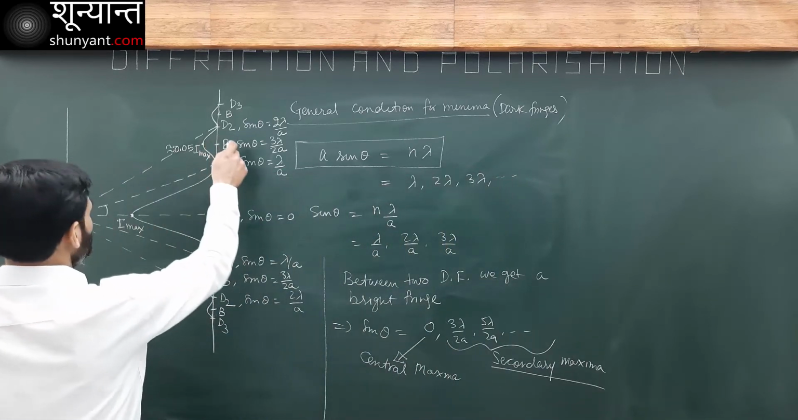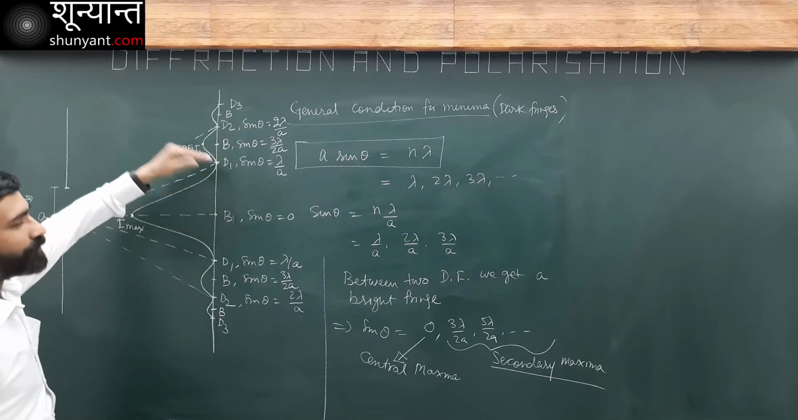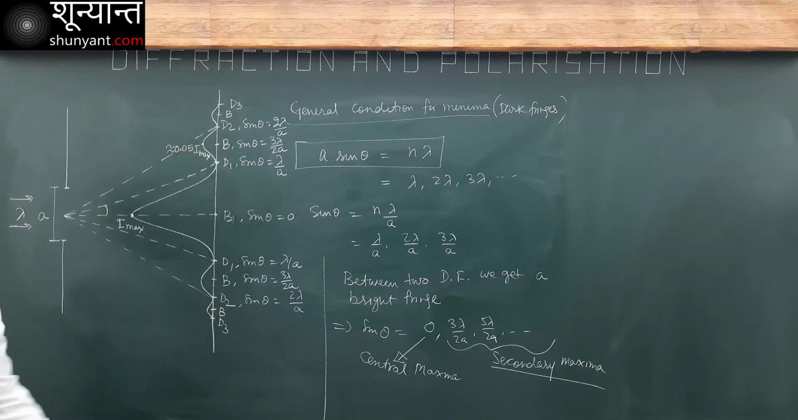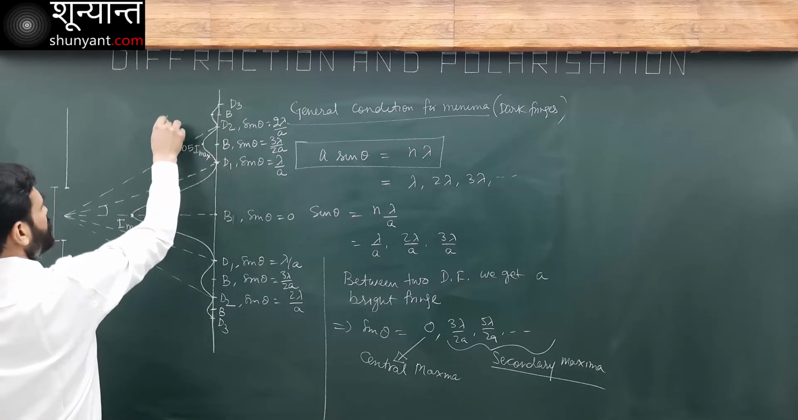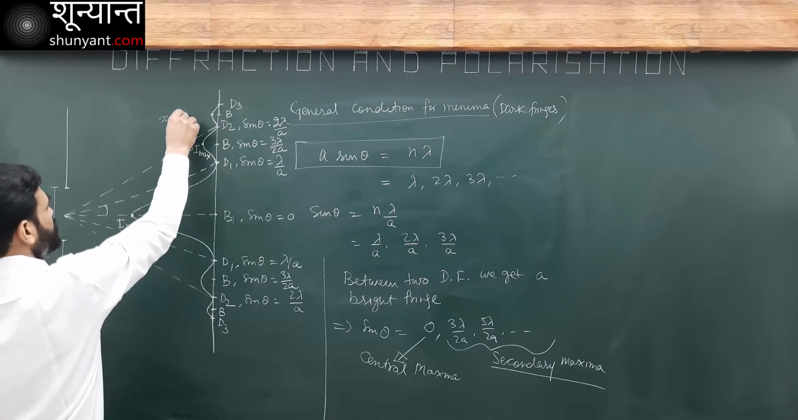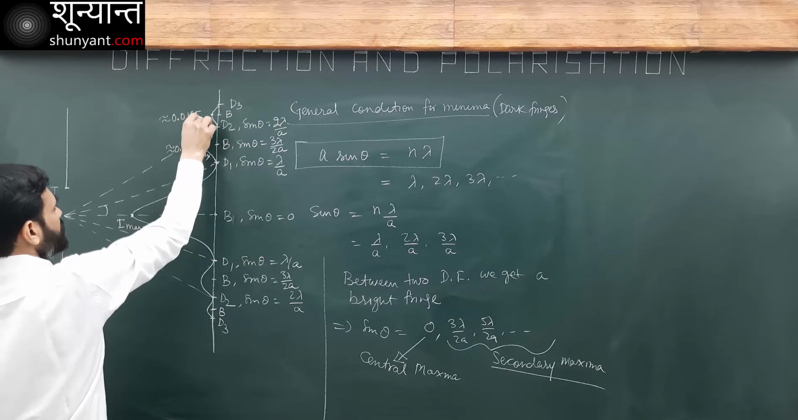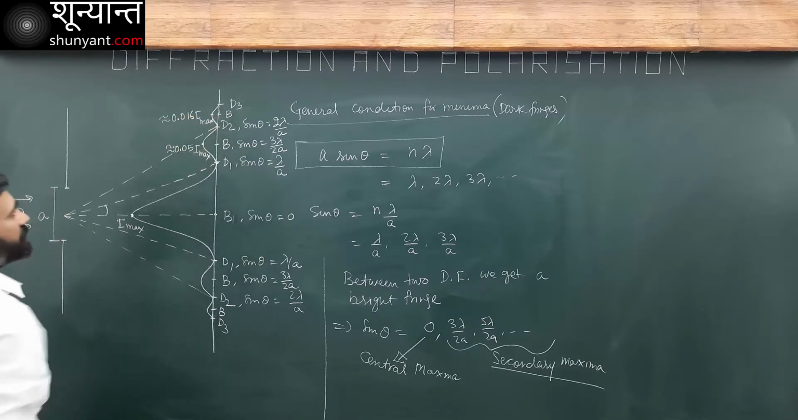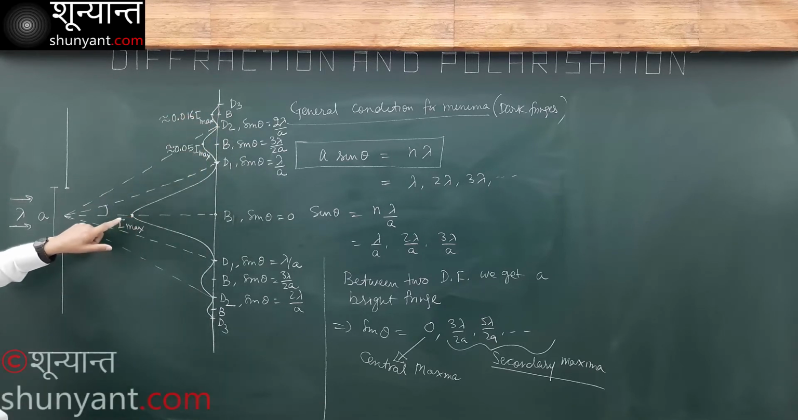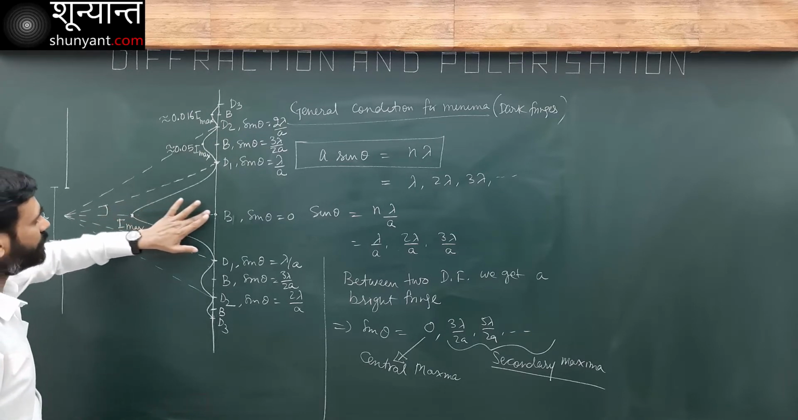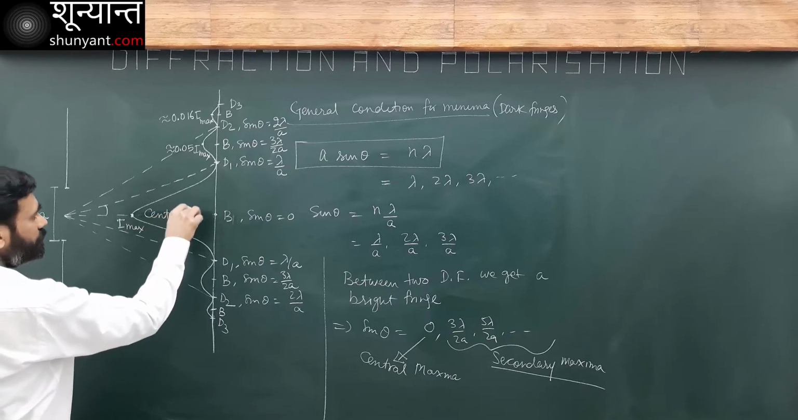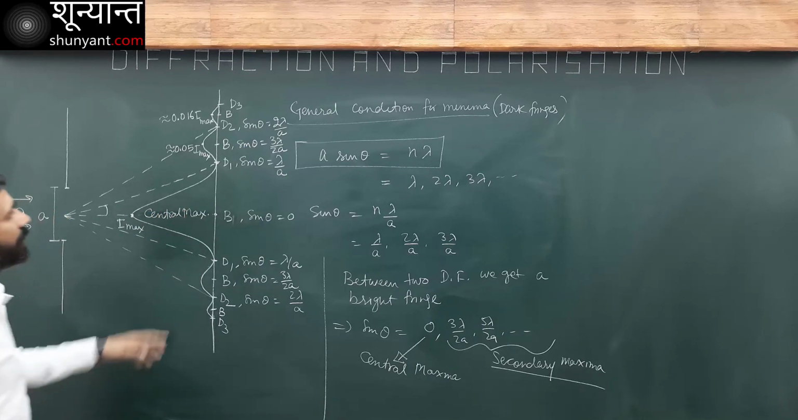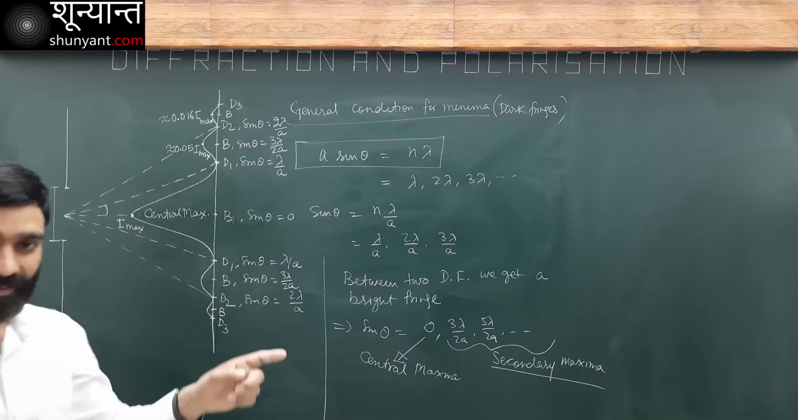It is not 0. So outside this region also the light reaches. This intensity here is approximately 0.016 I max. This is the central maximum. This thing here is central maxima. All the others are secondary maxima.